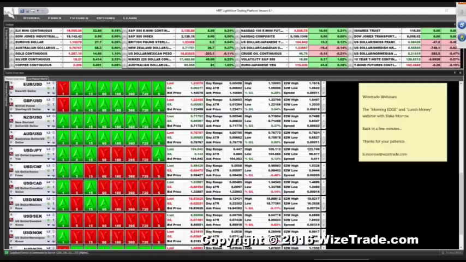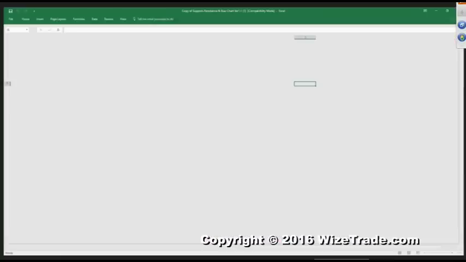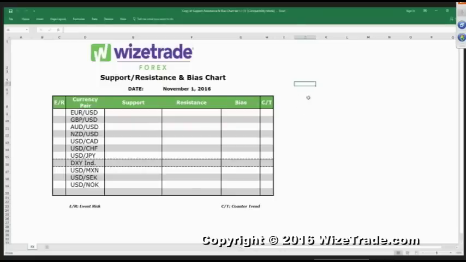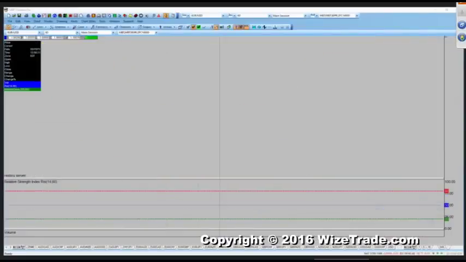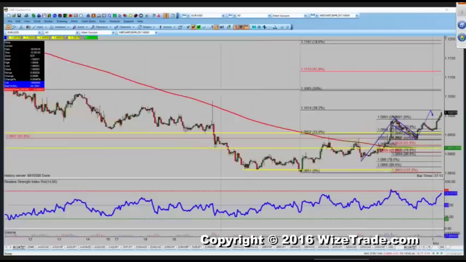So I'm going to grab our bias chart here, and we're going to get started with our morning analysis. So let's go over to the euro dollar. And again, we've got a lot of stuff happening today. So here's the euro closing in on the 38% retracement.